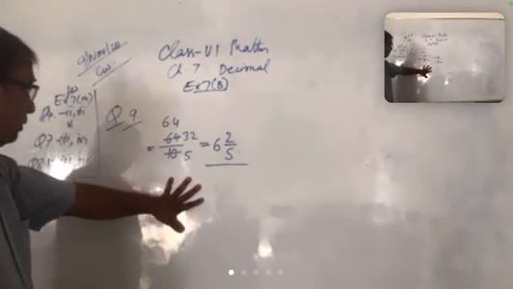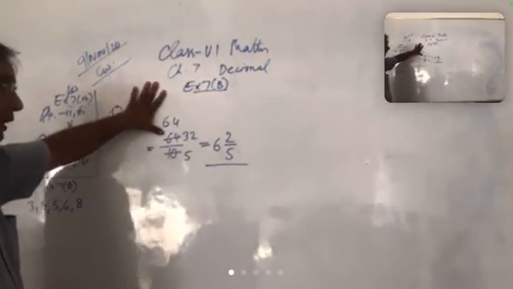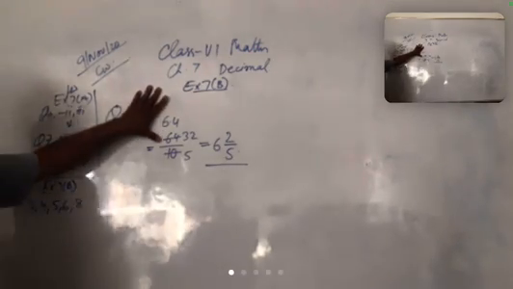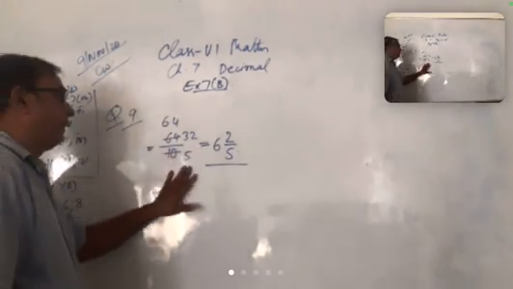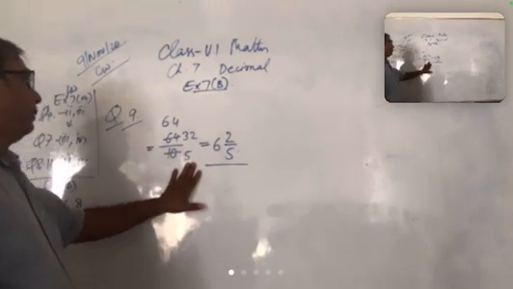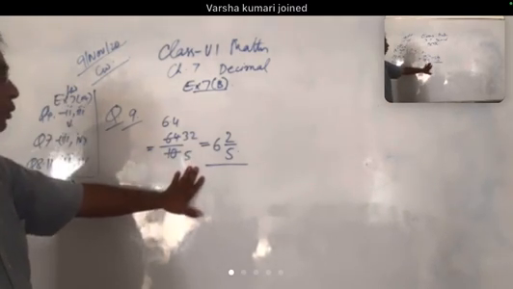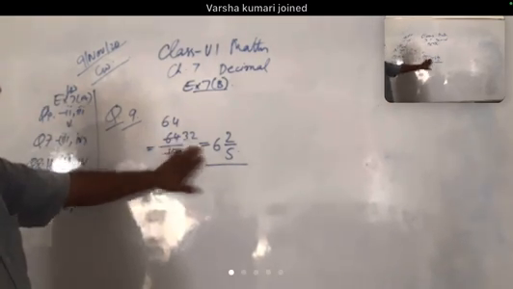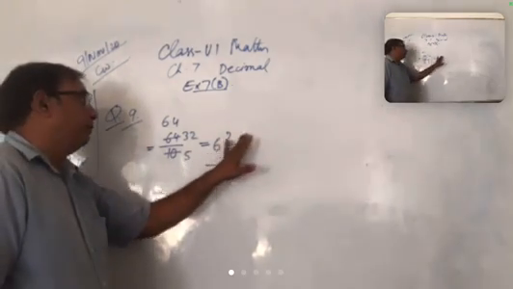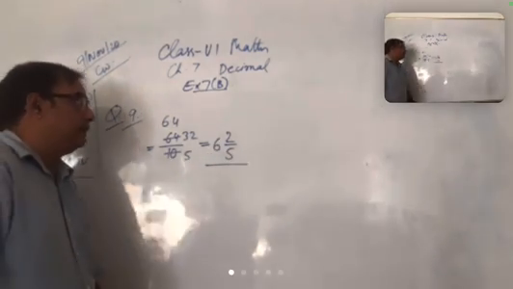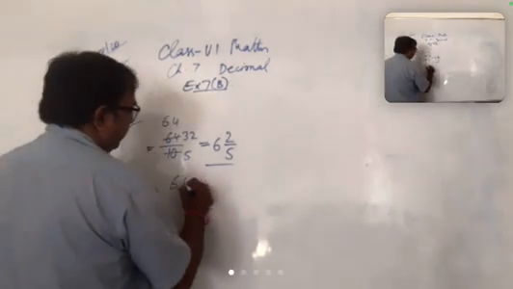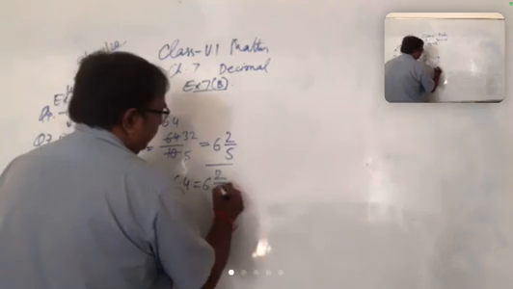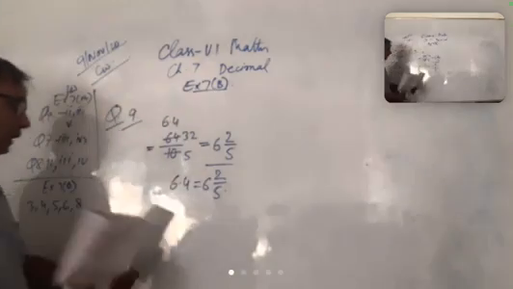So sorry. 6.4 means 6.4 tenth. So we directly write 64 upon 10 and then cancel, reduce the fraction. We get 32 upon 5 by dividing by 2. So it will be 6 2 upon 5, the answer in mixed. So this means 6.4 is equal to 6 2 upon 5. Clear?